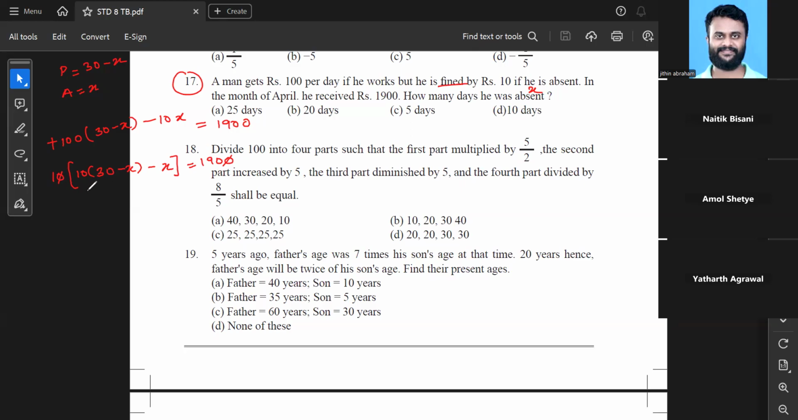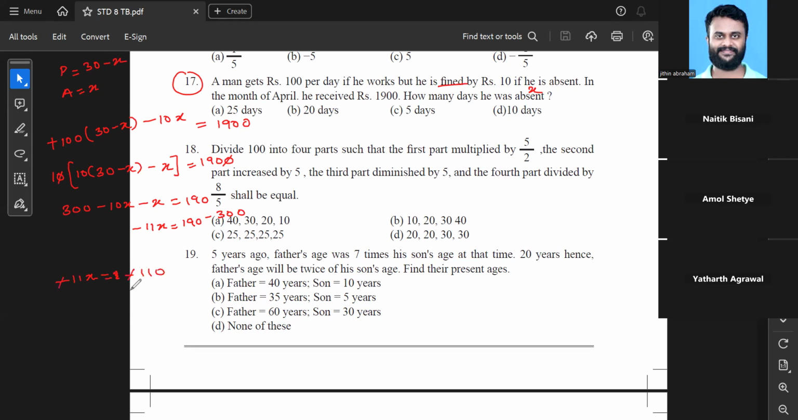Now, I'll solve the brackets inside. So 10 multiplied by 30 gives you 300, minus 10 multiplied by x gives you 10x, minus x is equal to 190. So minus 10x minus 1x gives you minus 11x is equal to, I take 300 to the other side, I'll get 190 minus 300. That should give me minus 110. So minus 11x is equal to minus 110.